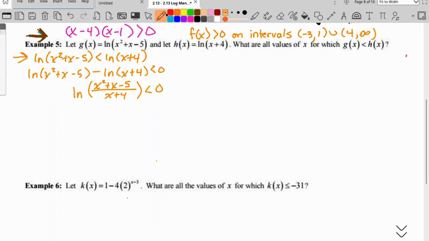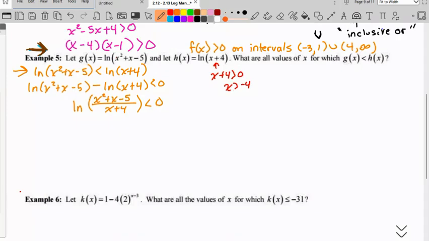Let's start by getting our domain restrictions from the original problem. Looking at the original problem, what must be true? X plus 4 must be greater than 0, which means x must be greater than -4. So that's one of our restrictions. Let's take a look at the other restriction from this natural log. We know that x squared plus x minus 5 has to be greater than 0 because the argument has to be positive. Now that one is not going to factor, so we're going to have to use our quadratic equation.